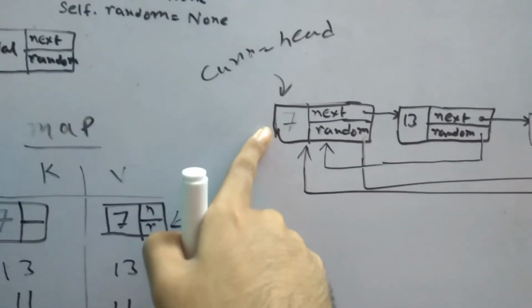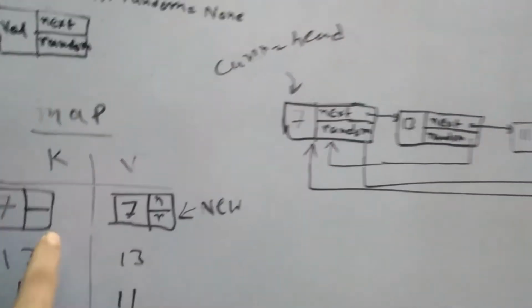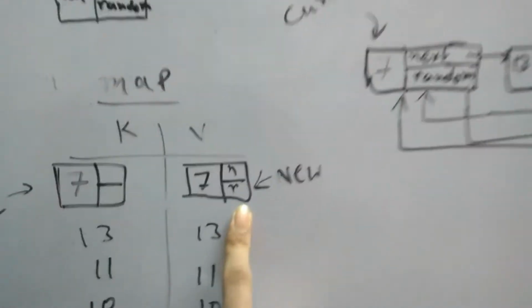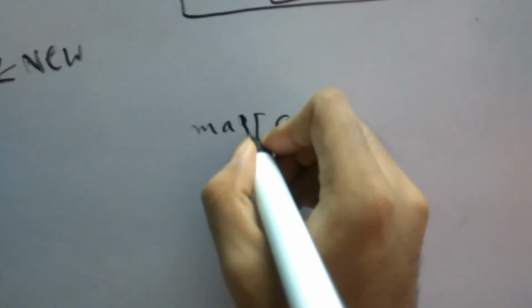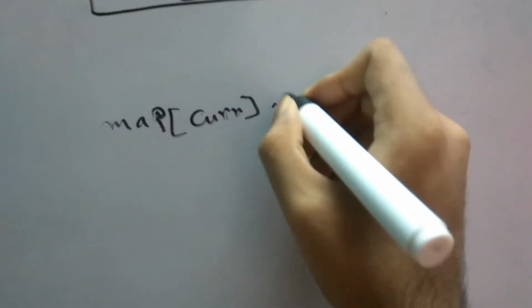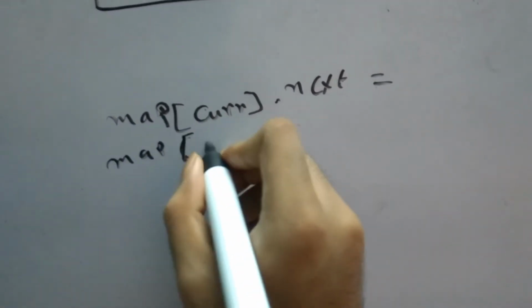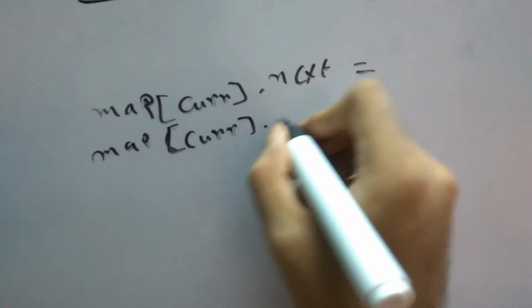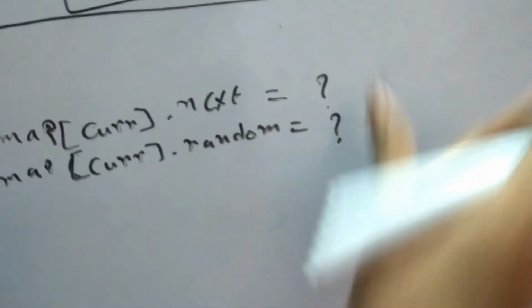So first we will check what is the node which corresponds to the key current in our hash map. That node is this new node called 7. So let's say if our variable is called map, then map of current will be the new node. So we have to now make changes to the pointers. We have to point the new node's next equal to something, and map of current, it would return the new node, and its random to something. So what this something will be, now we have to find out.